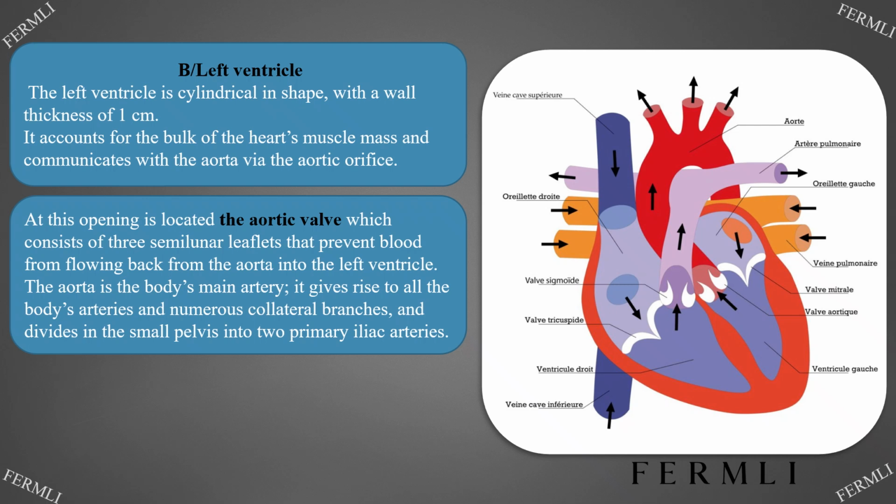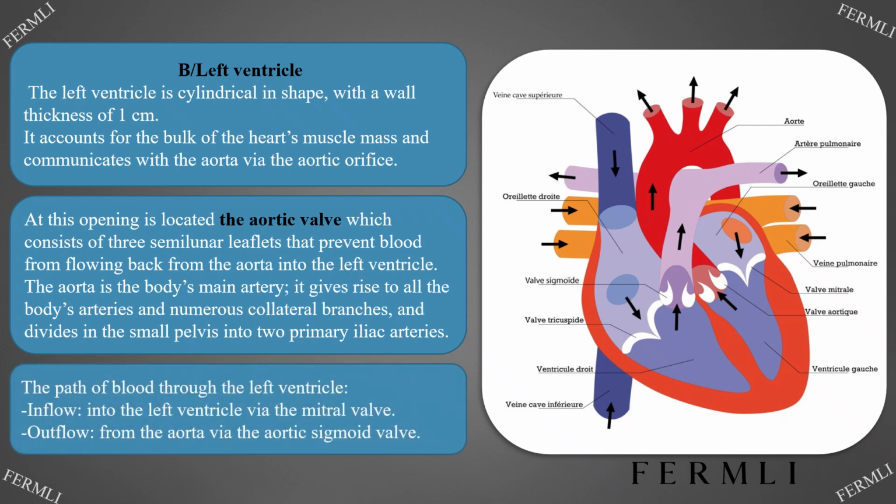The aorta is the body's main artery. It gives rise to all the body's arteries and numerous collateral branches, and divides in the small pelvis into 2 primary iliac arteries. The path of blood through the left ventricle: inflow into the left ventricle via the mitral valve, outflow into the aorta via the aortic sigmoid valve.